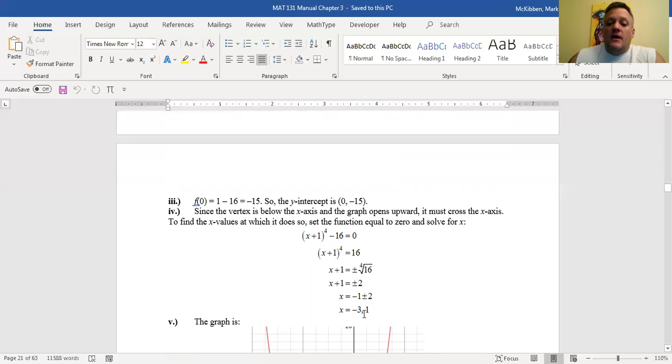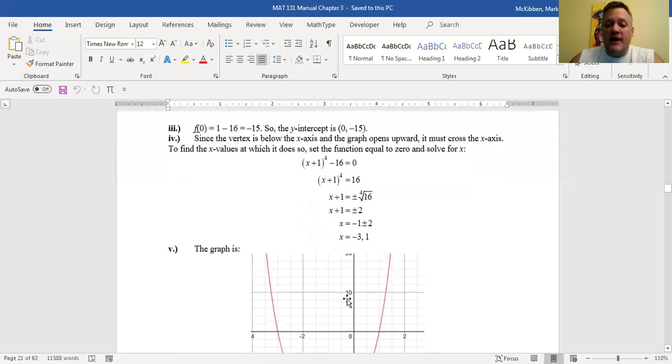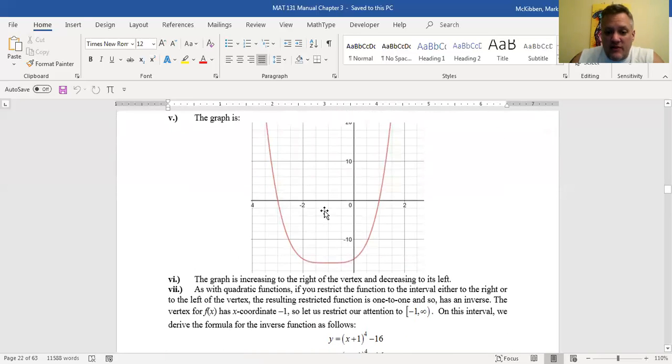All right. Notice that those x values straddle the vertex equally on both sides. That has to happen because the function is symmetric about the vertex. You have to be able to reflect it over the vertex to get those values. Remember, the vertex was at negative 1, negative 16. So it's this vertical line that it's symmetric about. And so it would make sense that these are equally distant from negative 1.